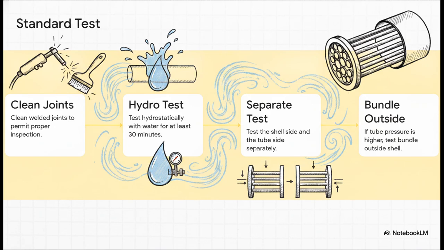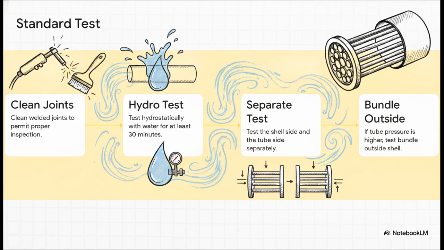They face the ultimate proving ground, the RCB 1.31 standard test. First up, welded joints have to be cleaned sufficiently so they can actually be inspected properly. Next, the unit is hydrostatically tested with water for a minimum of 30 straight minutes. And just like we saw with the design parameters, the shell side and the tube side are tested totally separately.